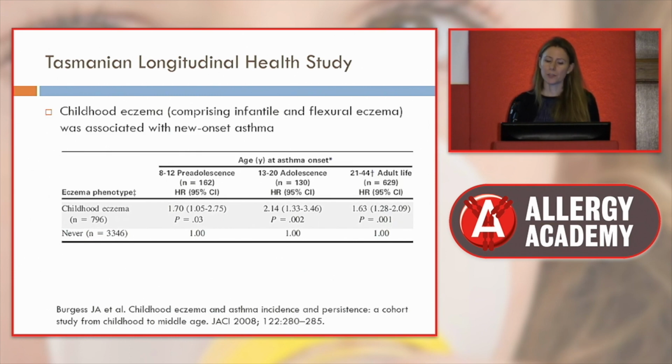In the Tasmanian Longitudinal Health Study, they also showed that childhood eczema was associated with new onset asthma, not just in pre-adolescence and in adolescence, but also in adult life. So onset of asthma could happen even in adulthood if you had early eczema. So the allergic march continues well past childhood.